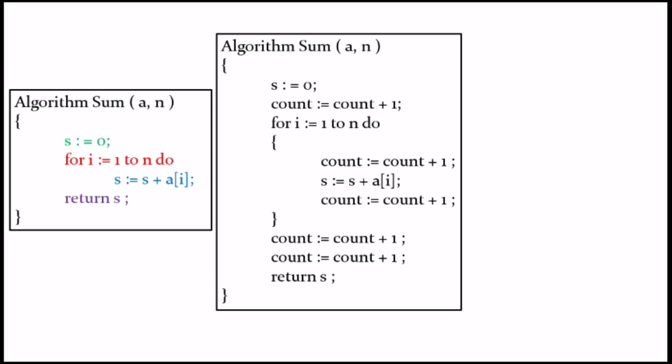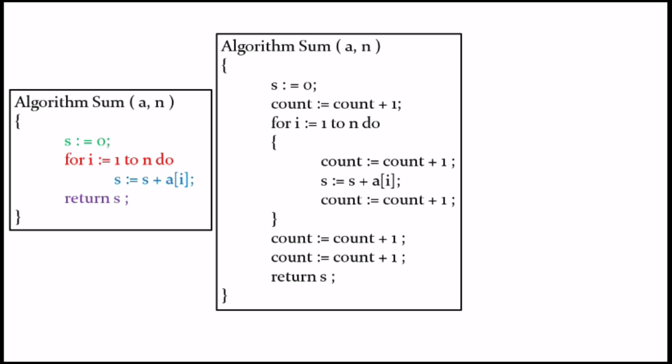So the first count statement is for s equal to 0. Then the second count statement is for the loop, which will be repeated n number of times. The third count statement is for s equal to s plus a of i. Again, that will also be repeated n number of times. Then for the false statement of the for loop, we have to consider one statement, meaning even when the condition becomes false, that time also we are counting. So that step has to be included. So the fourth step is for the false condition of the for loop, and the last, the fifth count statement, is for returning value s.